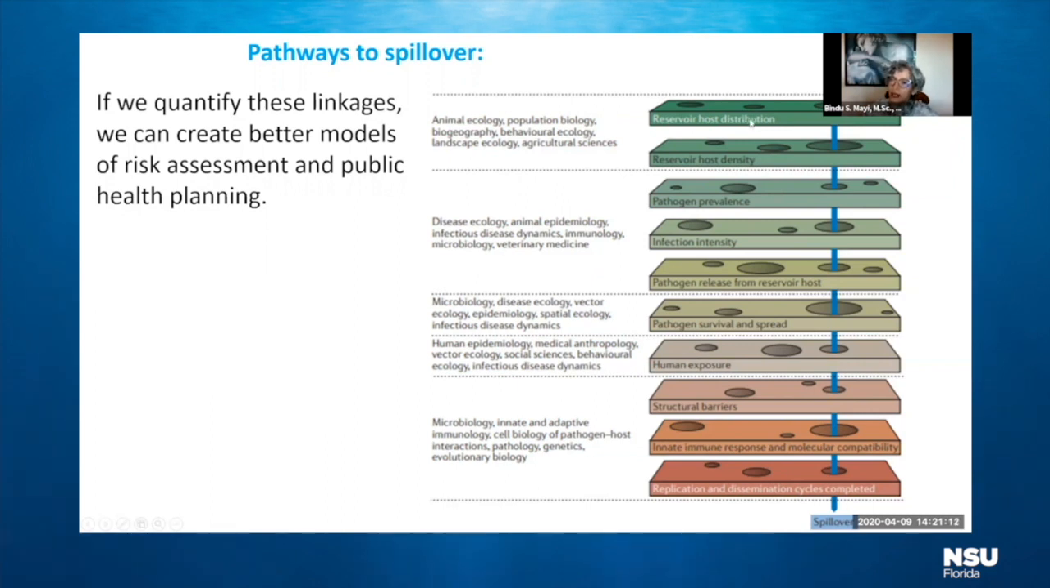That means where is it found in the animal kingdom and how prevalent is it? How dense may that host get from year to year? So all of these things have to line up, and it's important for us to study these barriers and quantify them so we can better do a risk assessment and ultimately do some public health planning.